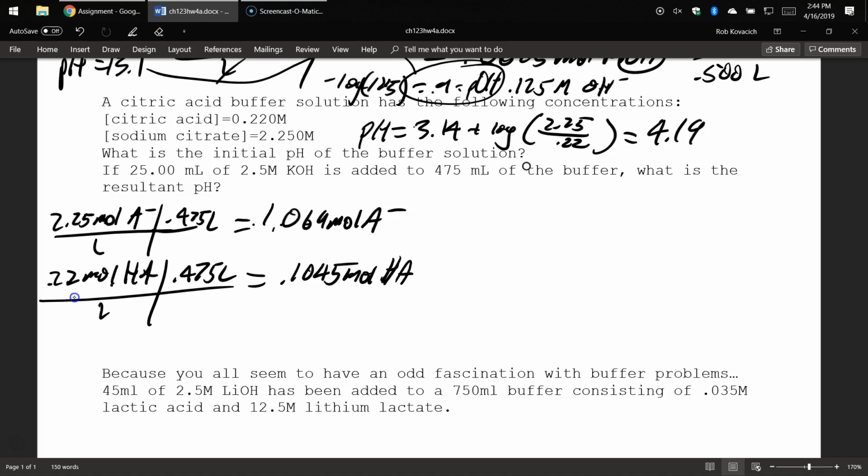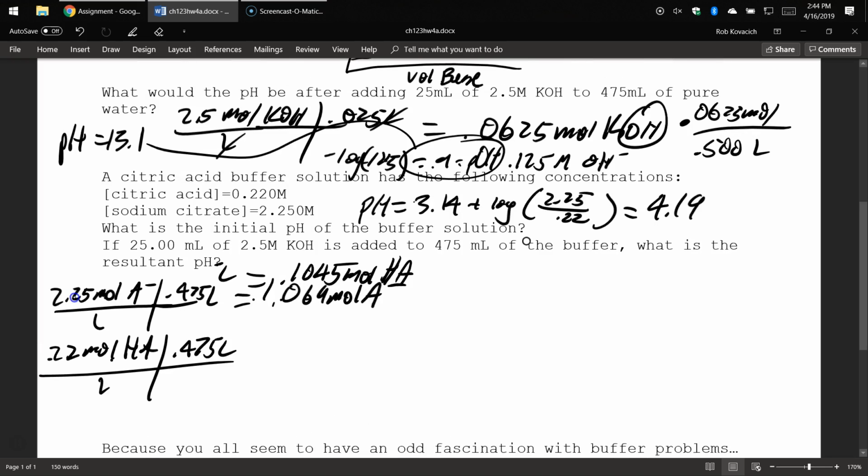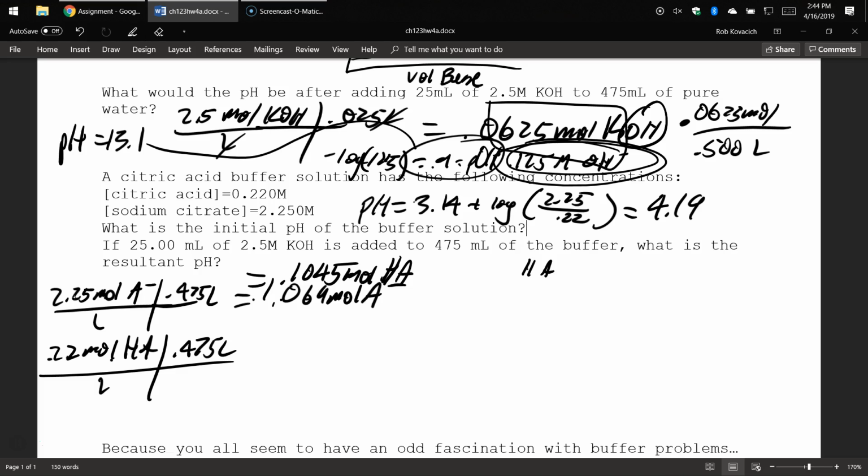And I already have my value for the number of moles of OH. So then I'm going to write an ICE table. Yeah, it's the one above, because it's the same stuff. I asked you what was going to happen if I put it in pure water, and now we're going to put it into a buffer. So we're still putting this same 0.625 moles of the KOH into the water.